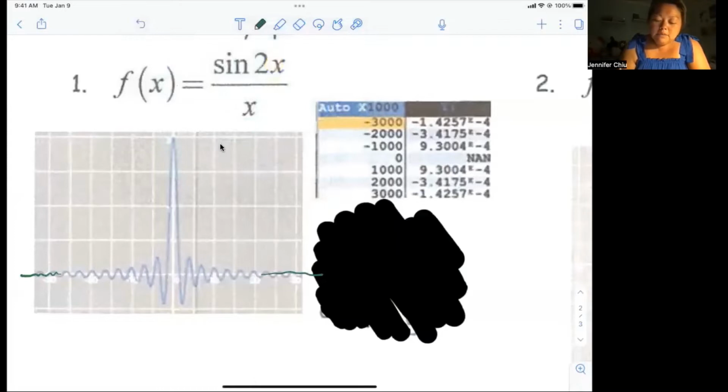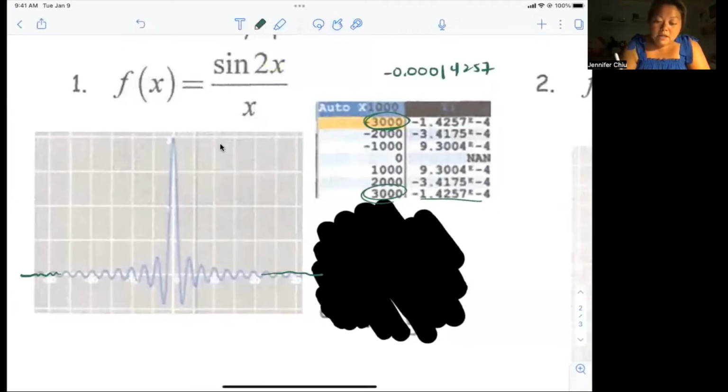If I use a t-table, you see I try to get big, not super big, but you can kind of get the idea that as it's going towards -3000, it's at -1.4257 times 10 to the -4. So that's -0.00014257. You can see that's a lot of zeros, and it's just going to go on and on and on, right? Same thing with the 3000. If I were to go bigger on the other side, it's going towards 0.0000 something as well.